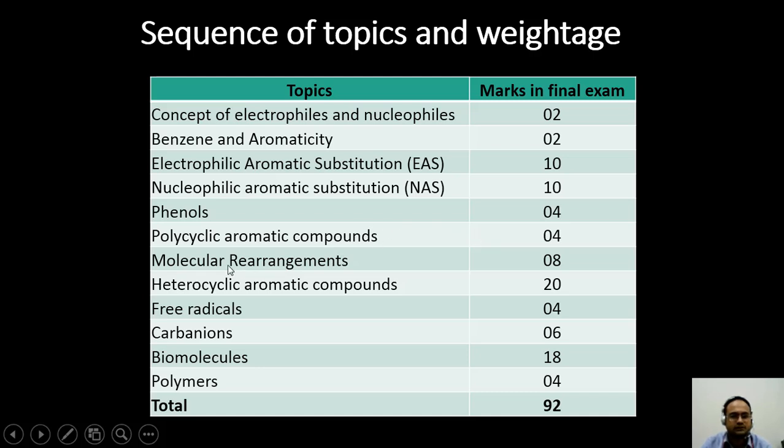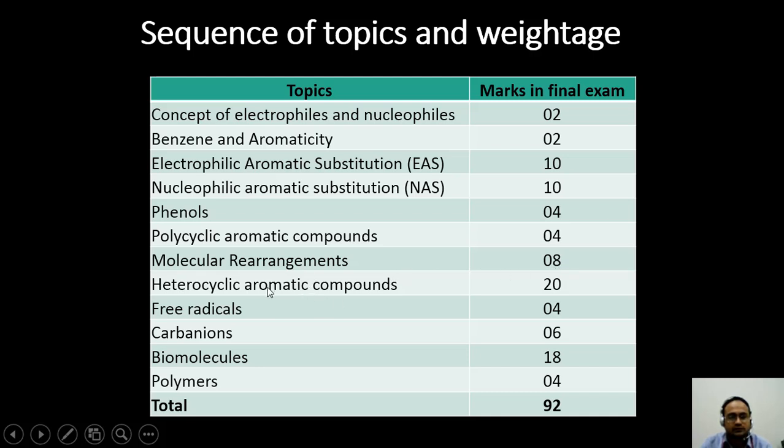Then we will move on to another major topic in the syllabus, that is molecular rearrangements. Here you will study almost 4 types of molecular rearrangements, how functional group interconversions can be done, and how you can convert an amide into an amine, an ester from an acid, and all those kinds of named reactions will come here, like the pinacol rearrangement and the Wagner-Meerwein rearrangement. As you will find, more practice of structures will be required in this topic, so it has been given a weightage of 8 marks.